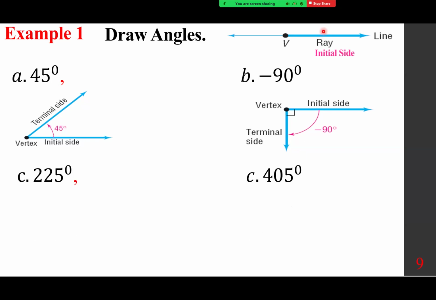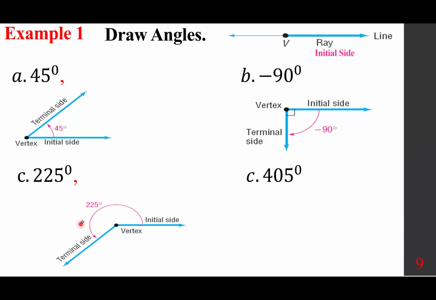225 degrees. So from here, you go 225 degrees. And this is 180, so go a little bit more, about 45 degrees more, results in 225 degrees. Counterclockwise for a positive side.